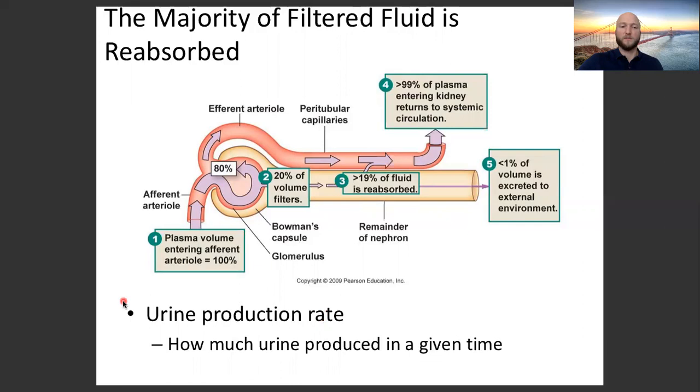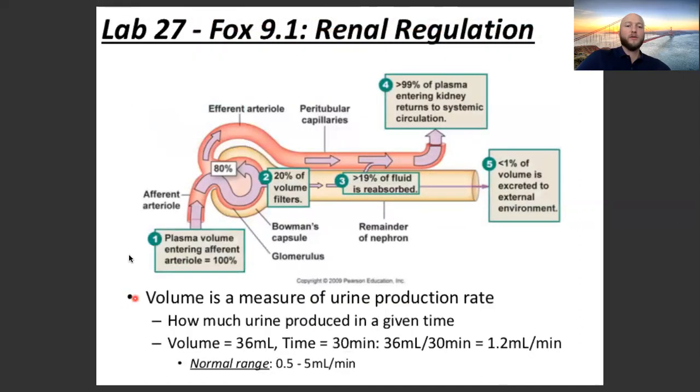Urine production rate. Urine production rate is how much urine is produced in a given time, and it has clinical significance. In order to determine the urine production rate, you need to know two things. You need to know how much urine was produced. So in lab, we urinated into containers that had graduations on them that showed how much volume was in the container. That's how we figure out volume.